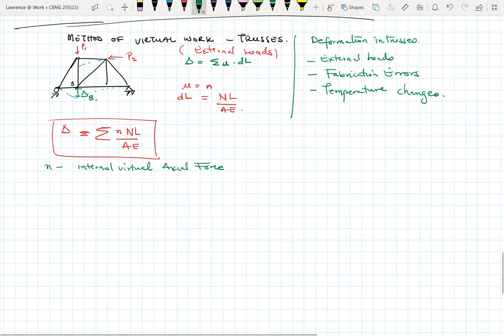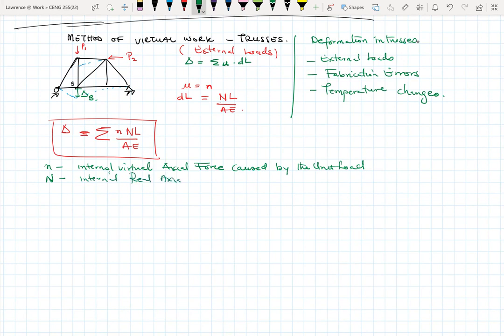And then we have the big N, which is the axial force in the members due to external loads. So small n is the internal virtual force caused by the unit load, which we'll look at next week. Big N is the internal real axial force caused by the real external loads.